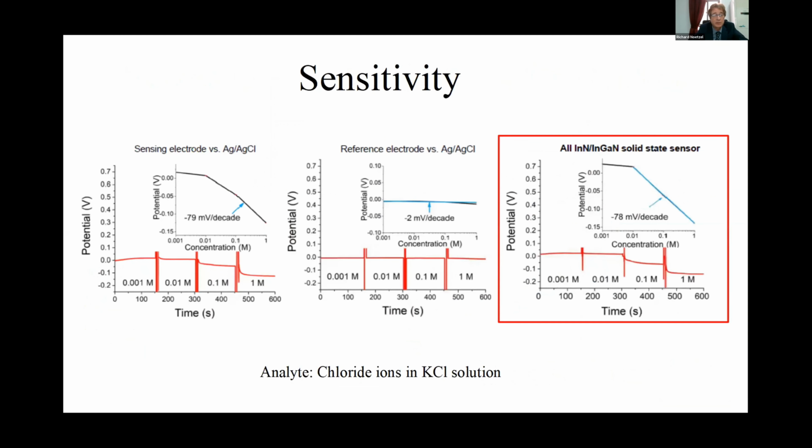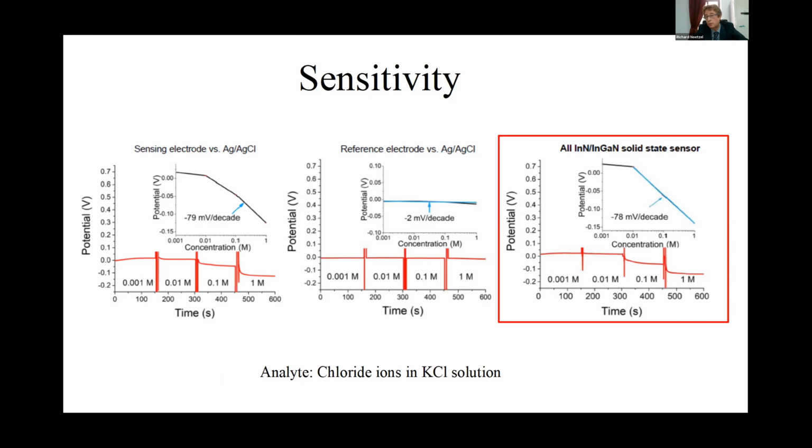Here are the data of this sensor. First, we measure the sensing electrode versus the silver-silver chloride electrode. The quantum dot sensing electrode again shows super-Nernstian sensitivity, 79 millivolts per decade in this case. Then the reference electrode, which has a sensitivity of only 2 millivolts per decade. An acceptable tolerance is 5 millivolts per decade for a reference electrode. So we are very well within accepted tolerances.